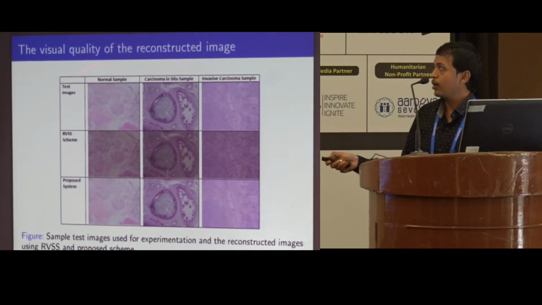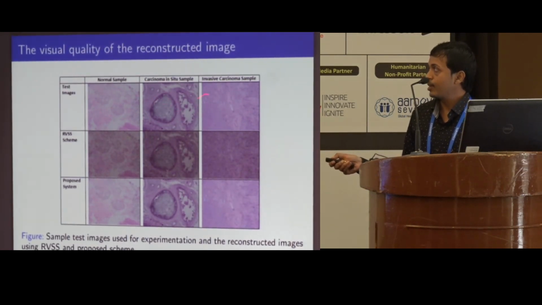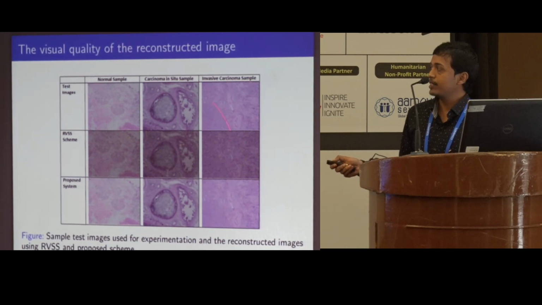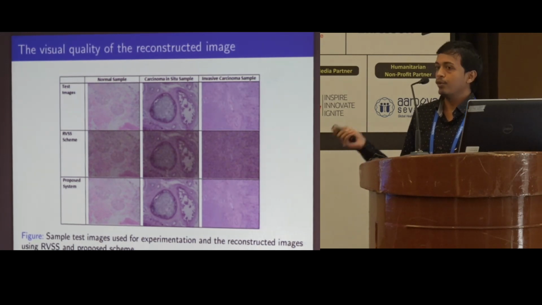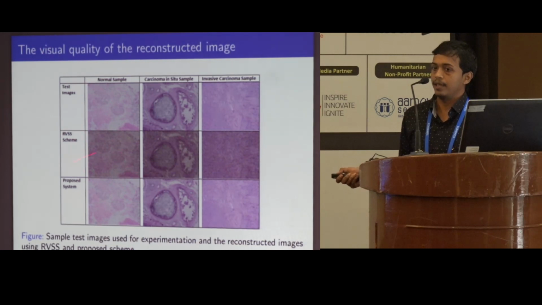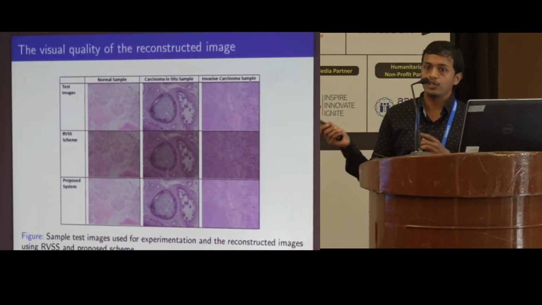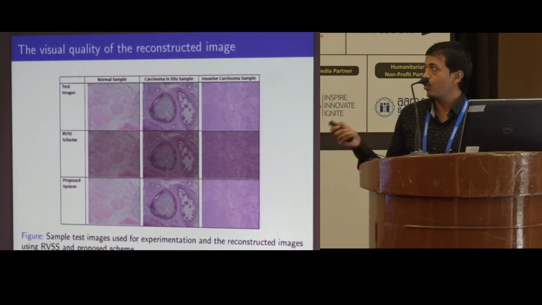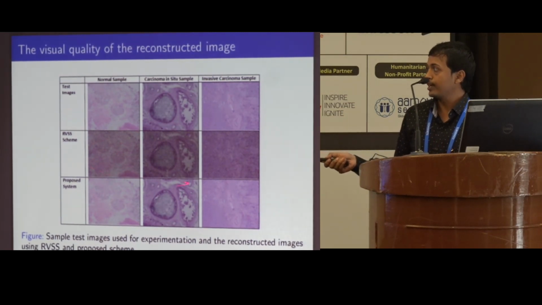As you can see, the normal samples, the cancer samples, the carcinoma in situ, and the invasive subjects have a similar appearance. So this type of image seems very complicated to reconstruct. Earlier we proposed the RVSS scheme, which uses block-based processing to reconstruct. So we had an artifact in that.